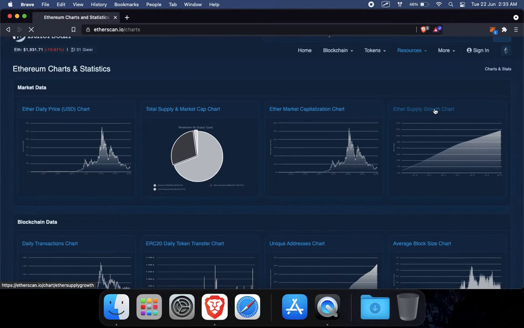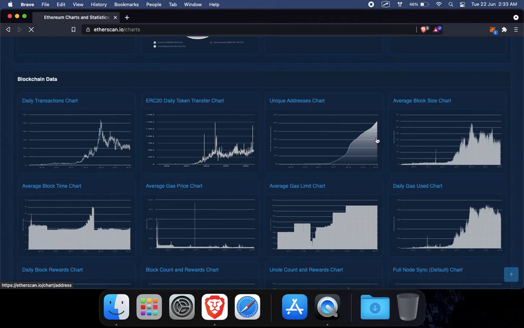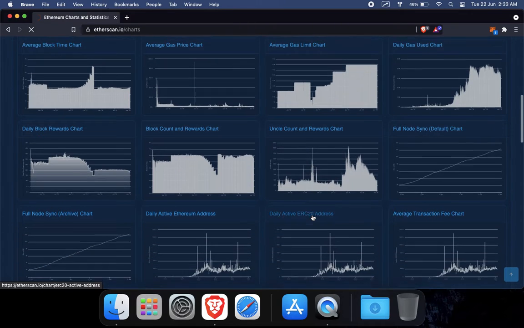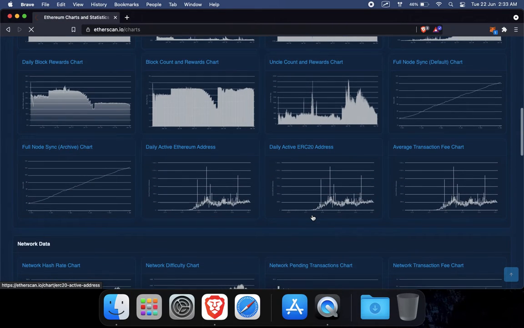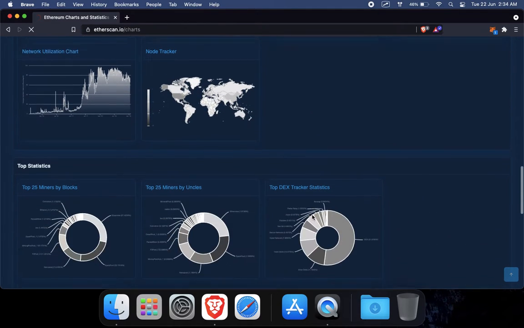Can I click on this? I can. Taking a bit of time to load. Right? Blockchain data, daily transactions, unique addresses, how many new addresses are being created on Ethereum, average size of a block, daily amount of gas being used. I mean, all the charts are fairly all moving sort of in the same direction, I would say. Showing us there's a lot of activity on the network. There's a lot of data here.